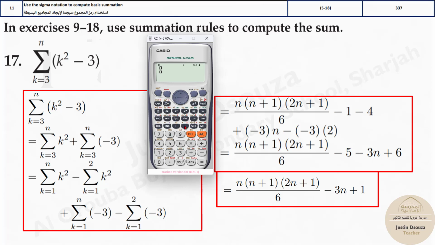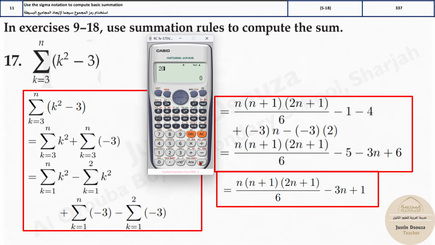I'll just type instead of n, I'll put it as x, alpha x plus 1, close the bracket. And again, open the bracket. It is 2 alpha x plus 1. Close the bracket and go down over here. It's 6. And we subtract 3 times alpha x plus 1. Sorry, that is not correct. Alpha x plus 1. Now calculate it at the n value which I used.